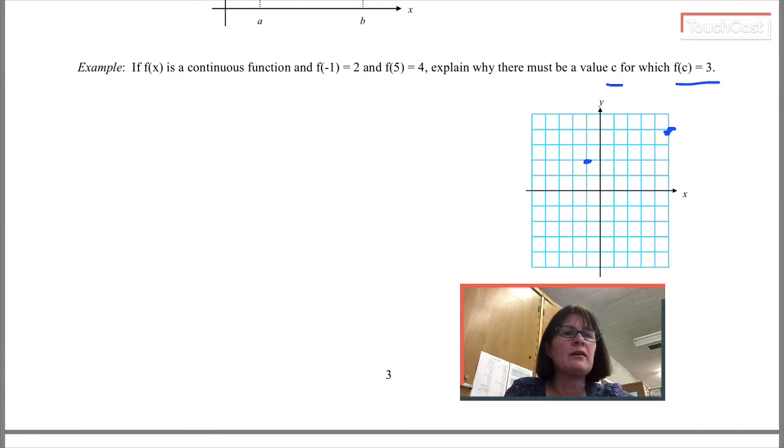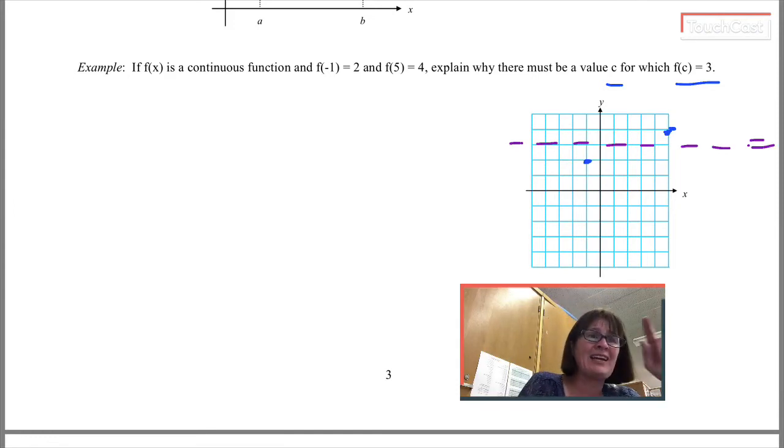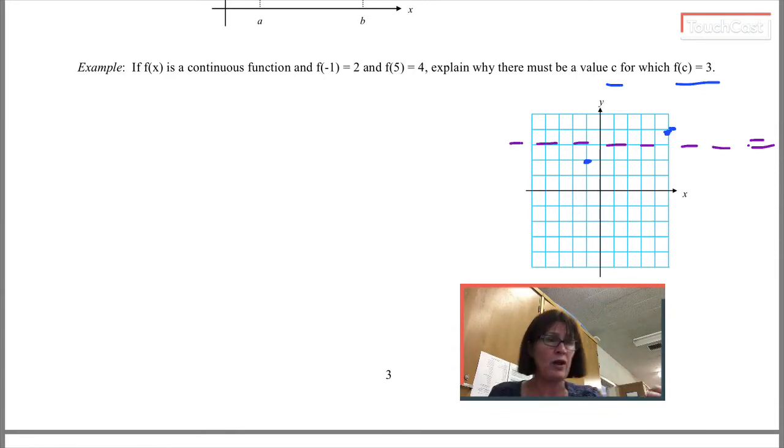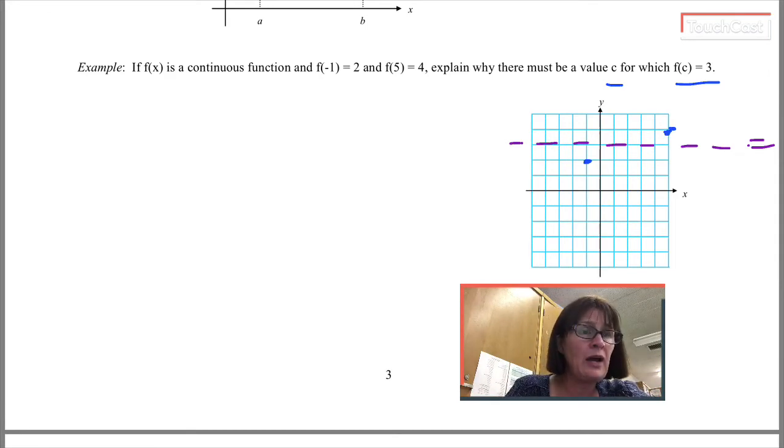So my question is, am I convinced that there is some x value that's going to give me y equals 3? So here's y equals 3. You just have to ask yourself, if I connect the 2 blue dots with a continuous function, am I going to have to cross through the purple line? I hope you're convinced. It doesn't matter how curvy or bumpy or pointy or crazy you make your function, as long as it's continuous, which means you don't pick up your pencil when you draw it, then when you connect those 2 blue dots, you're going to have to cross through the purple horizontal line.